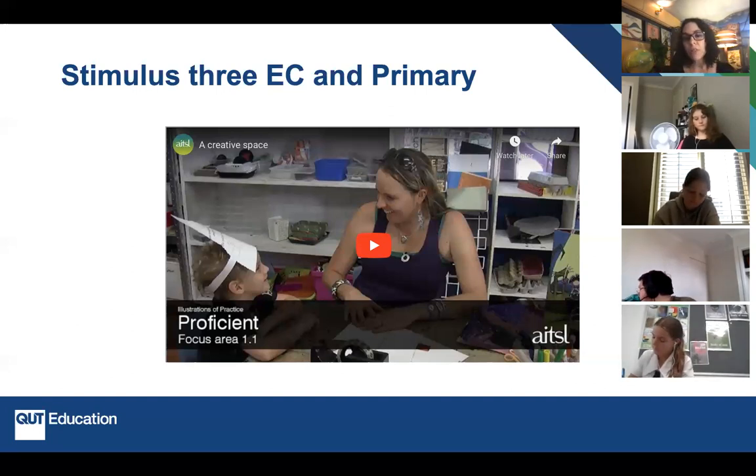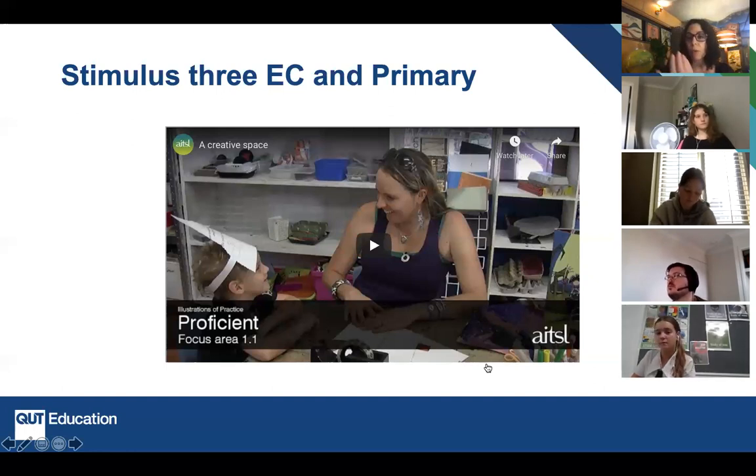I also loved the strategy of getting down to the students' level. That was really important. In an upper primary or a secondary level, that would involve, I guess, leaning down at a student's desk or being in close proximity, touching the student's work, those sorts of things, making those personal connections.